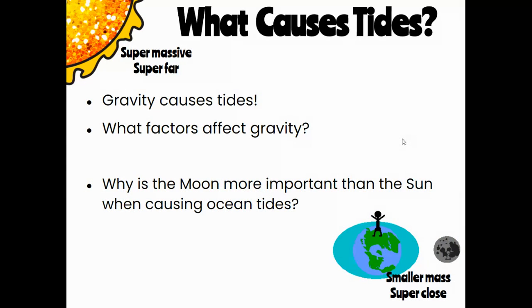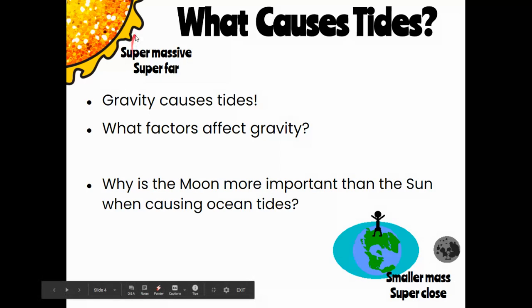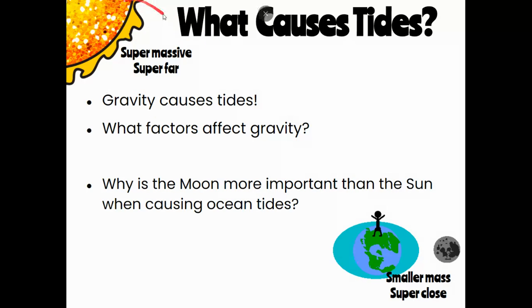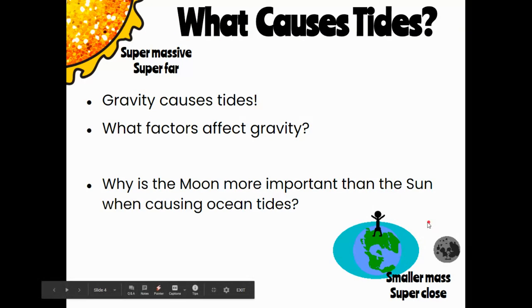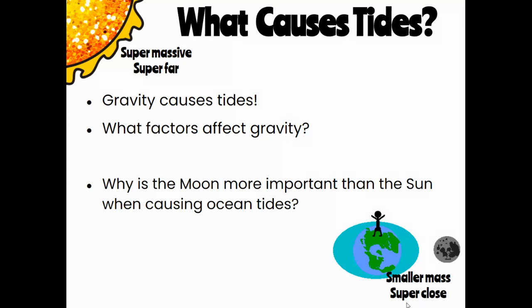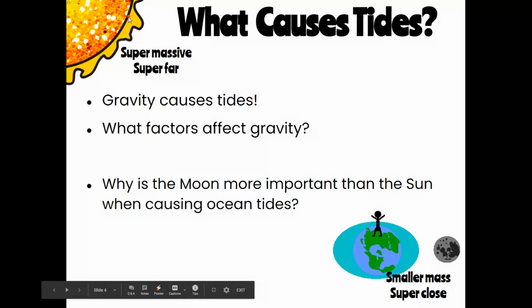So what causes tides? Well, gravity causes tides. It's the gravitational pull of the moon and the sun. But we have to remember that while the sun is super massive, it's really, really far. And while the moon is much smaller than the Earth, it's really close. So its relationship to the Earth is more dynamic. It matters more in this case than the sun's gravitational pull.